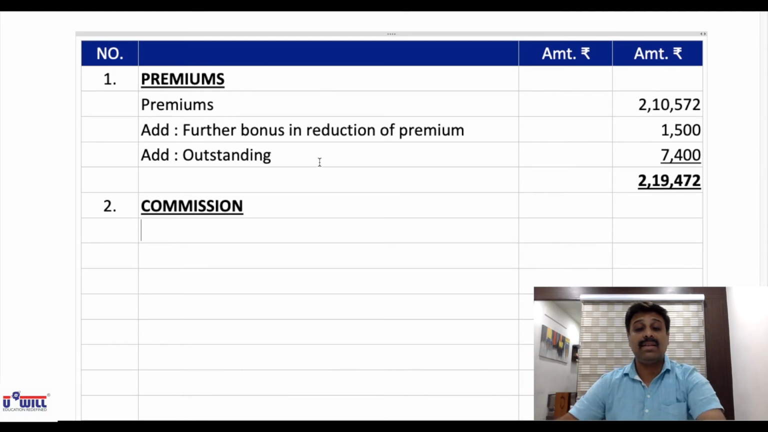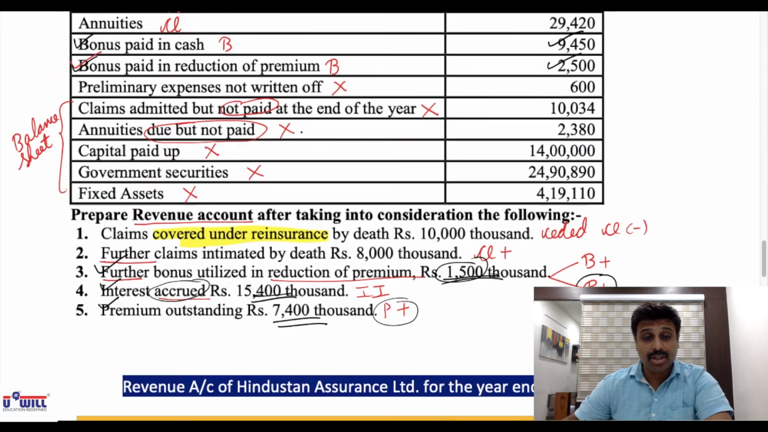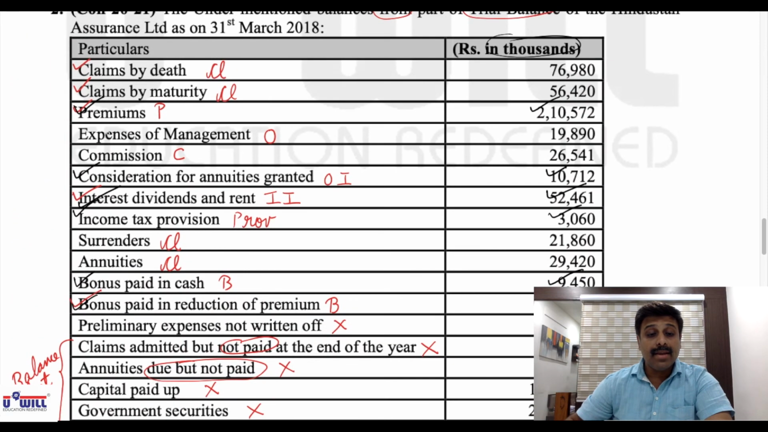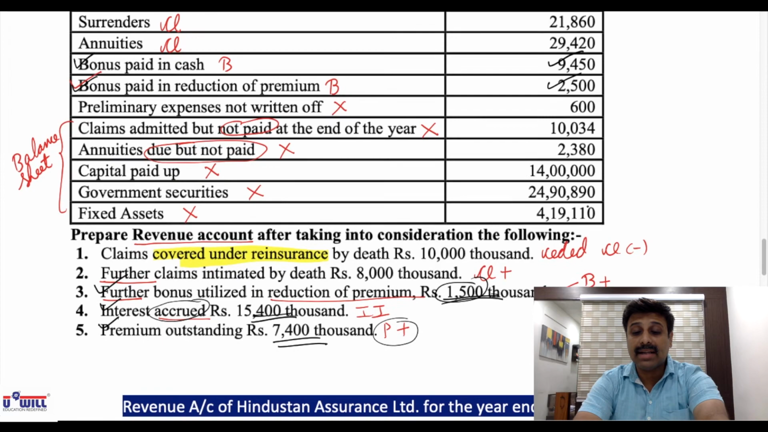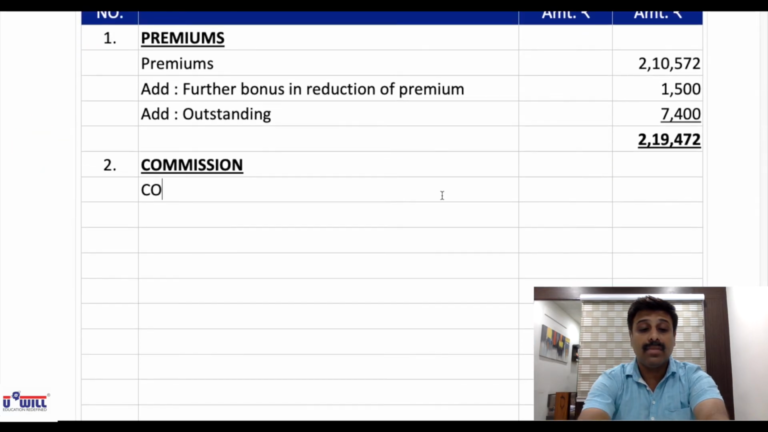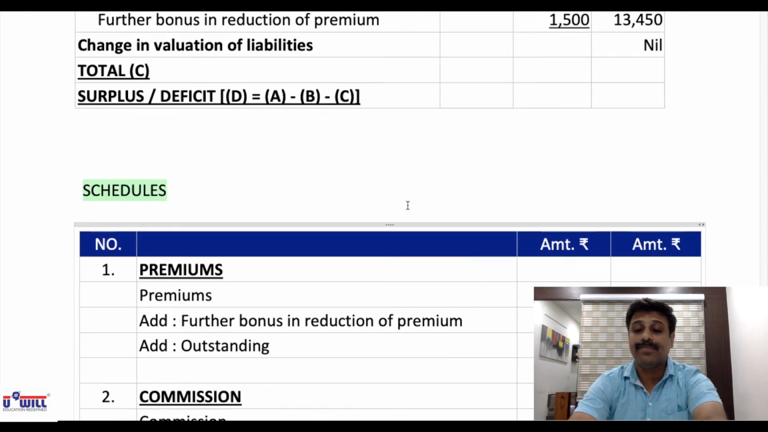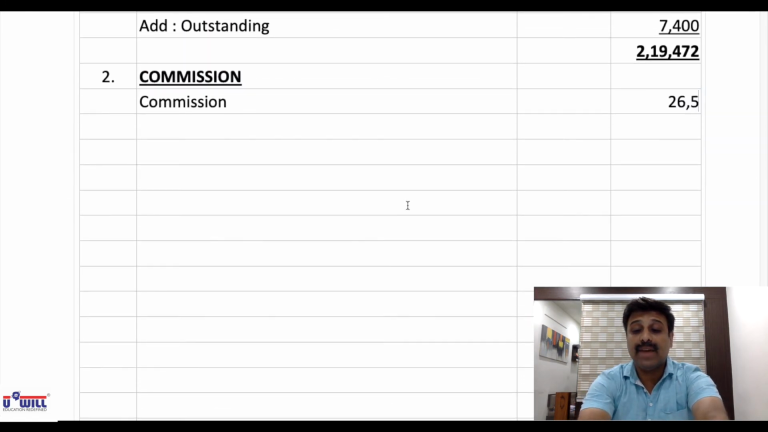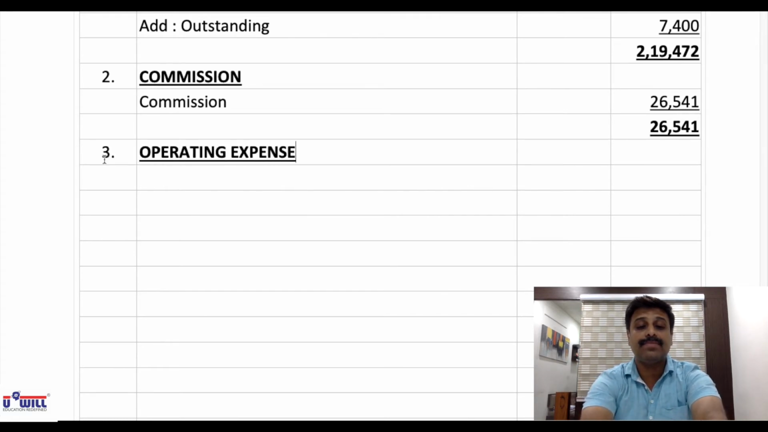Then second note we will make for commission. Now commission, all the items marked as C will be taken in consideration. Look at it. Here we have commission C 26541. No other item is marked as C, so that itself is the total. All of you write down commission C 26541. No other item is marked as commission, so that itself gives us the total 26541.